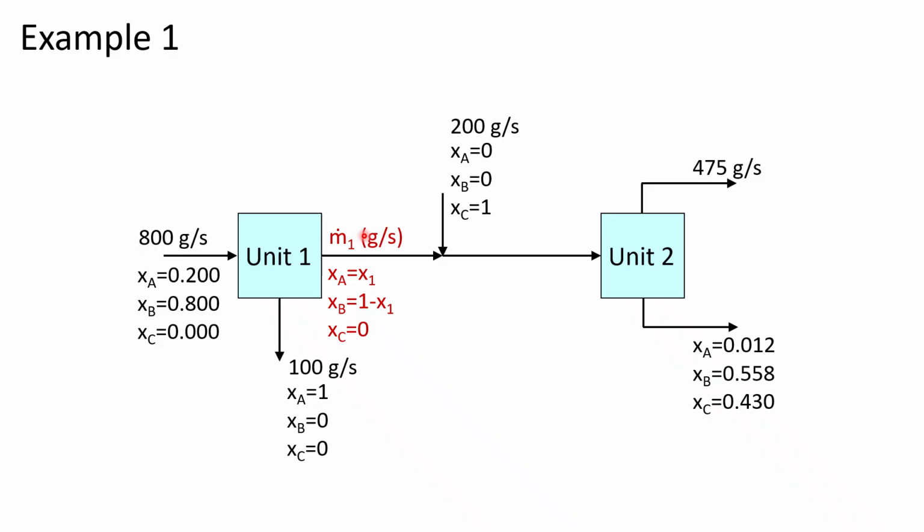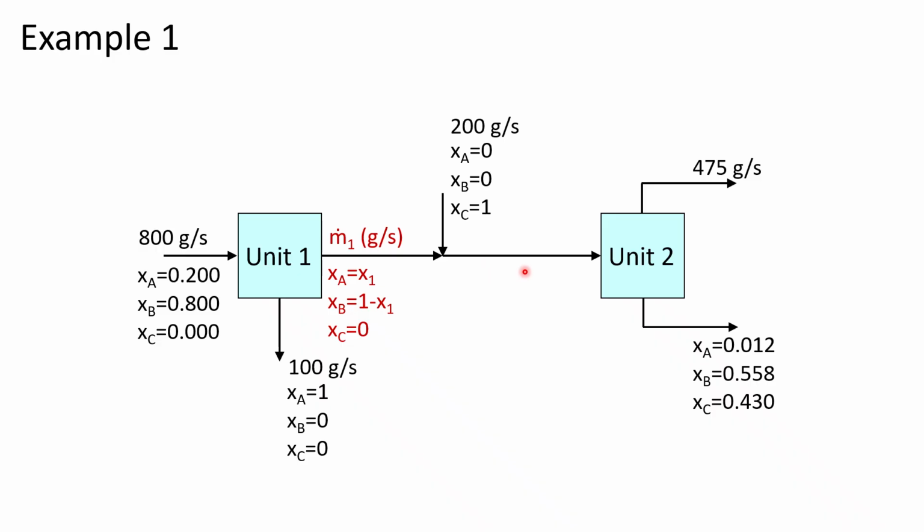The stream that leaves, the second product stream that leaves Unit 1, we're going to label the flow rate as m dot sub 1. And then we'll label the composition of the stream as x1, representing the value of the mass fraction of A. We know the stream has no C in it, so it's going to be 0. C only appears after the mixing point. Therefore, if these mass fractions all sum to 1, the mass fraction of B will have to be 1 minus x1. So this stream now is fully labeled. We know nothing about it, but we have variables for all the things we don't know.